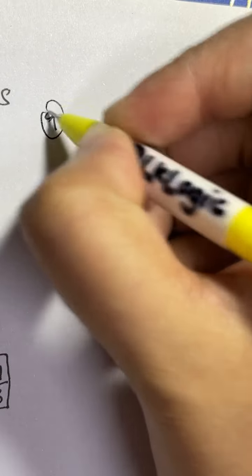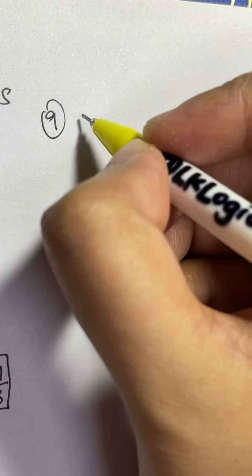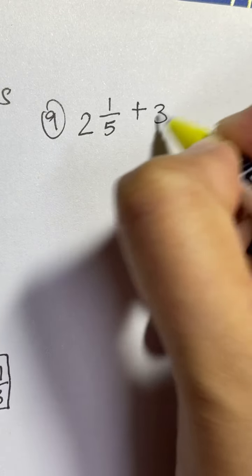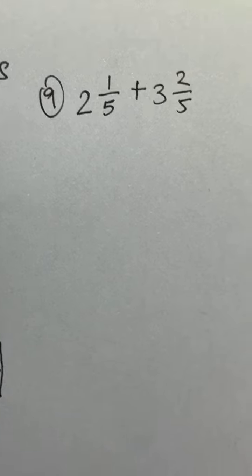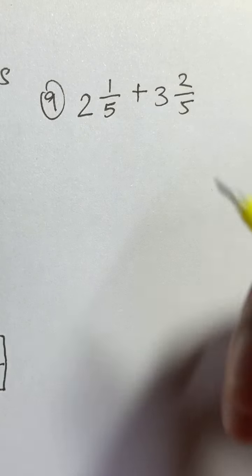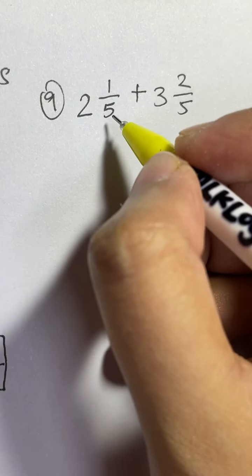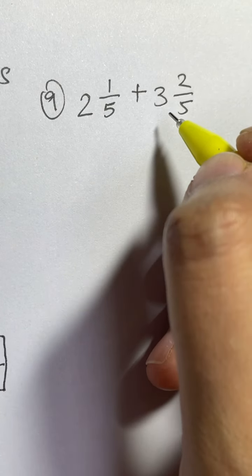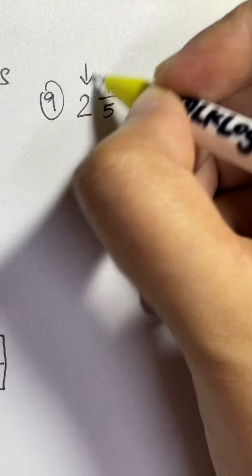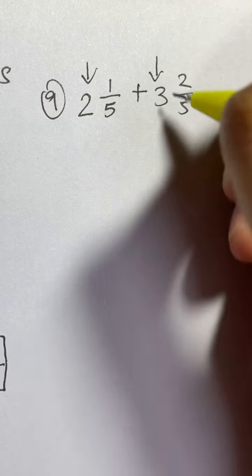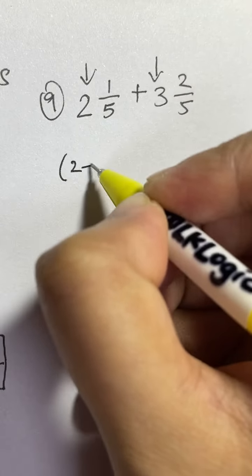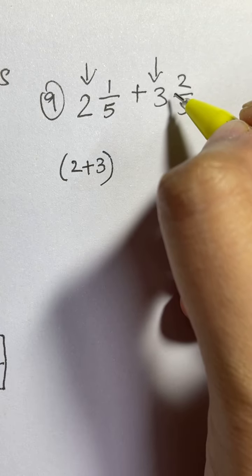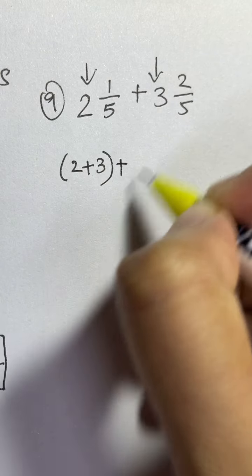Question number 9. Let's say now we are going to solve addition of fractions. 2 1/5 plus 3 2/5. How do you add mixed numbers? You first look at whether they have the same denominators or not. Yes, they have the same denominators. It's easy. Now check the whole numbers. This is the whole number part. This is the whole number part. Add the whole number parts. 2 plus 3. And as I told you, there's a plus in between them, not multiplication. So you need to write the plus.